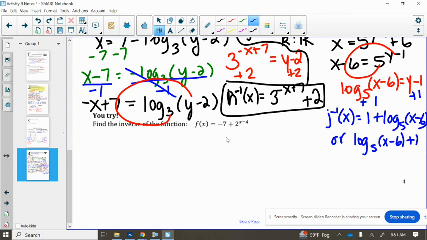All right, there is one last example for you to try. You are looking for the inverse of this final example. And we will definitely be working more with these in class.